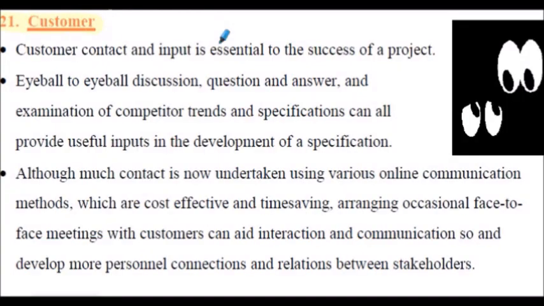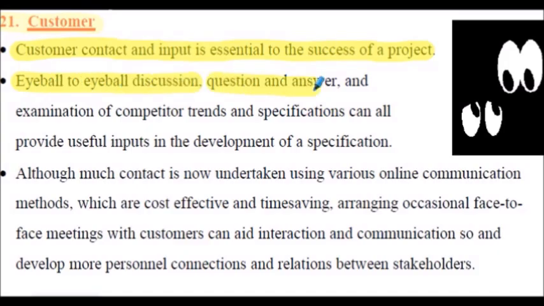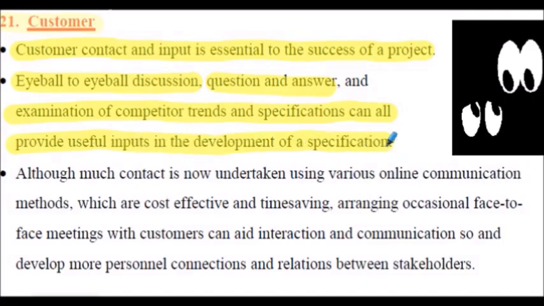Requirement 21 is the actual customer. Customer contact and input is essential to the success of the product, although much contact will be online these days using various IT platforms. Sometimes face-to-face discussion, allowing for question and answer, can be very useful. Also, examination of competitor trends and specifications can also provide useful inputs to the development of the product design specification.